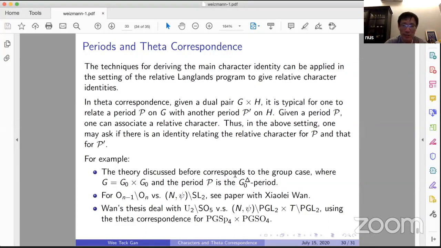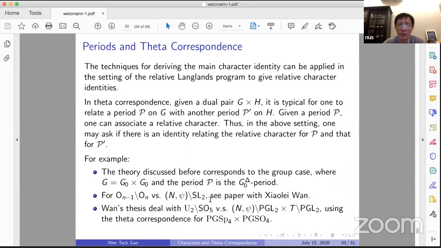The case I discussed is the case where G is MPW cross MPW, and H is OV cross OV, and the period is the diagonal period. In that case, the relative character is just the usual character. But you can do other relation cases between two periods on different groups. Yes. Period to period. Okay.